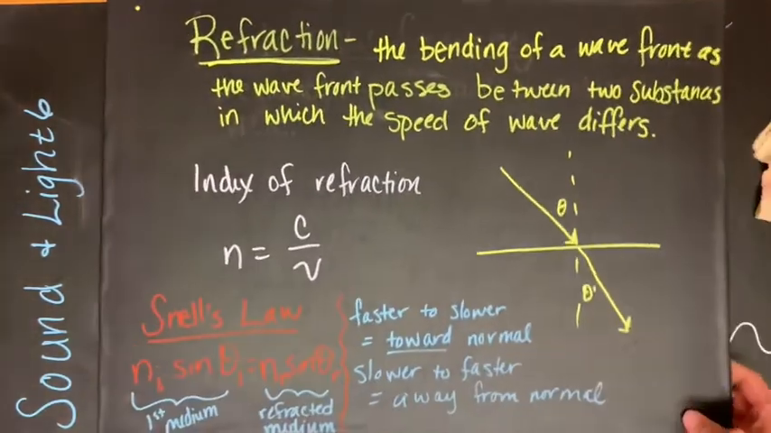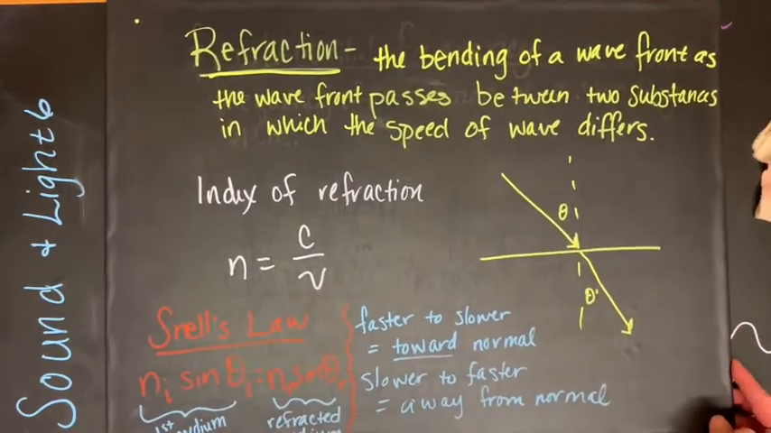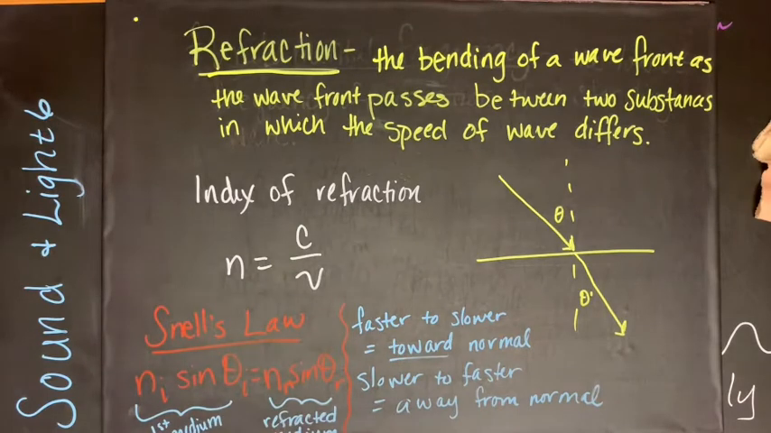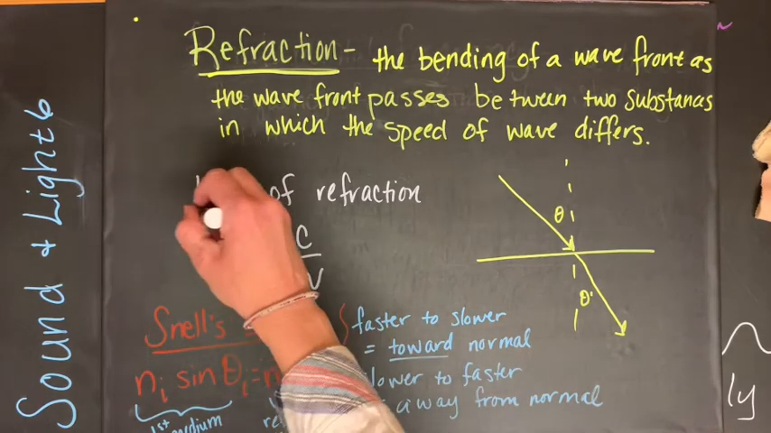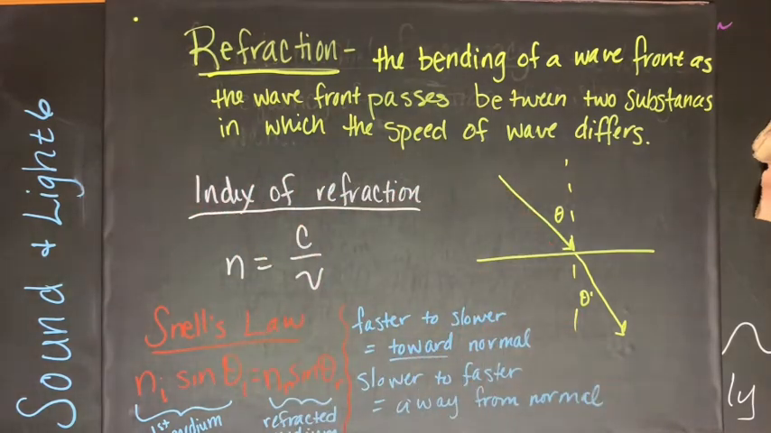Which brings us to the subject of refraction. Refraction is the bending of a wavefront as the wavefront passes between two substances in which the speed of the wave differs. And we need to know some things. Now, you know this happens with light. This is why when you're fishing and you see a fish, it's actually further down than it looks. It makes it look bigger.